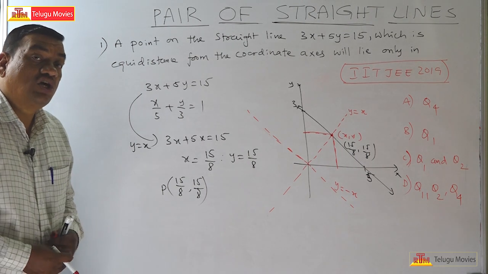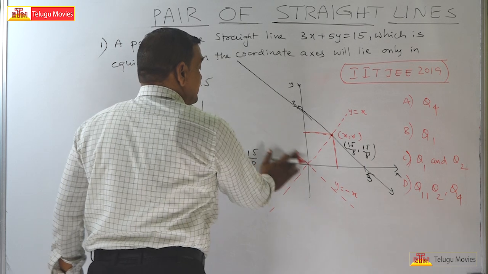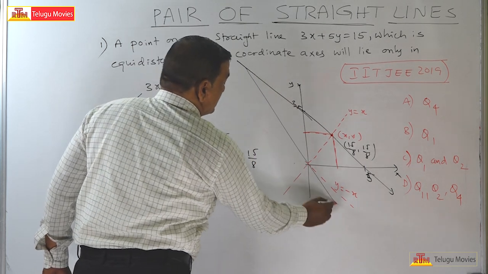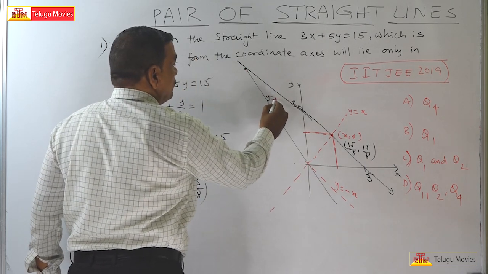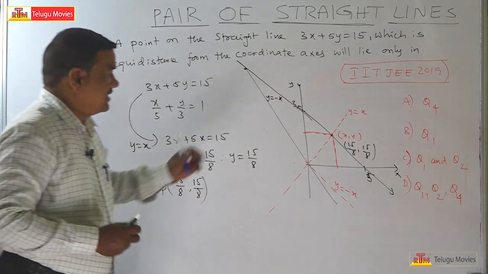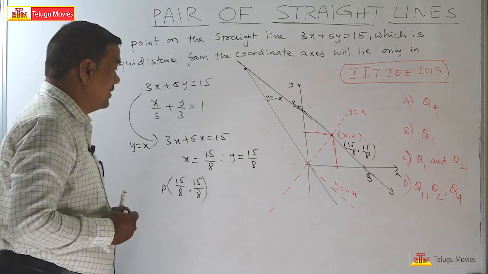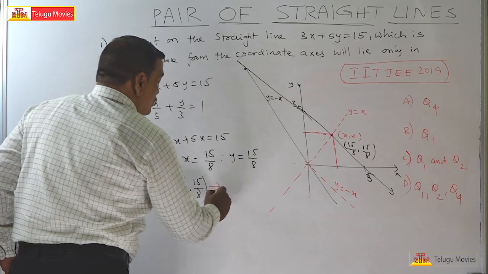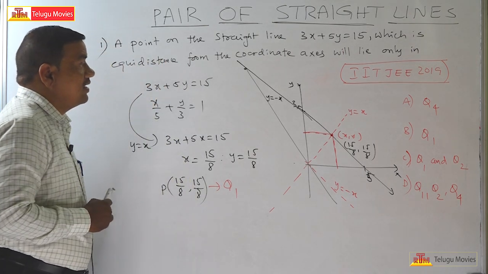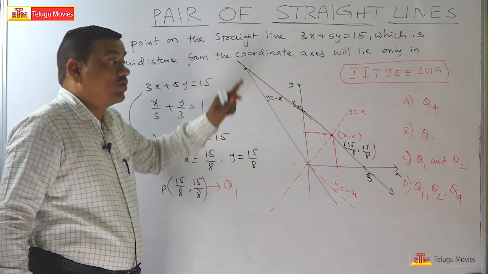There is another chance as well. If you produce this line, somewhere it will intersect the line y = -x. This first point belongs to Q1. Another chance is that it intersects in the second quadrant. Let us check that.